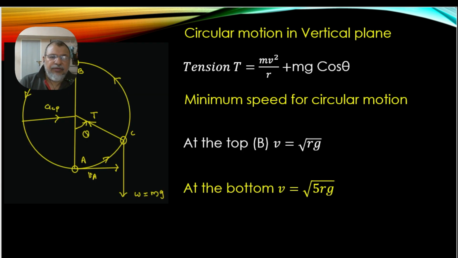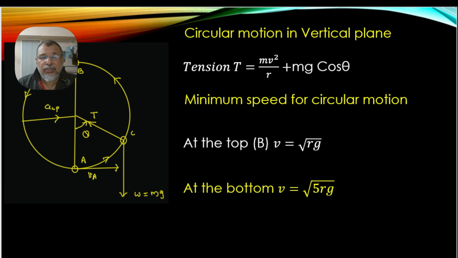Now, here we will see the circular motion in a vertical plane. Suppose a body moves in a vertical plane, like if you have a body attached to a string and whirl it around your head, you will see that the body moves in a circular path, and you will feel the tension on your hand. The string will be exerting a tension.